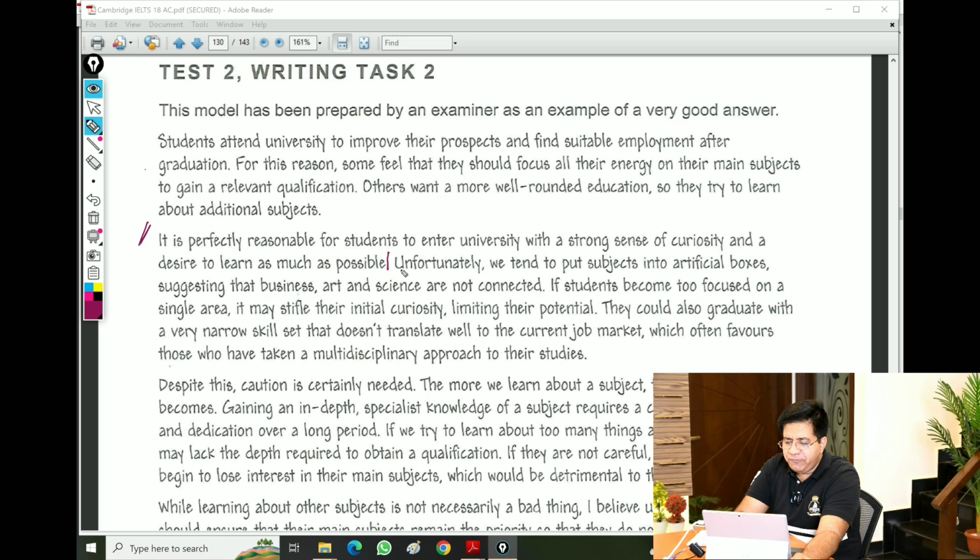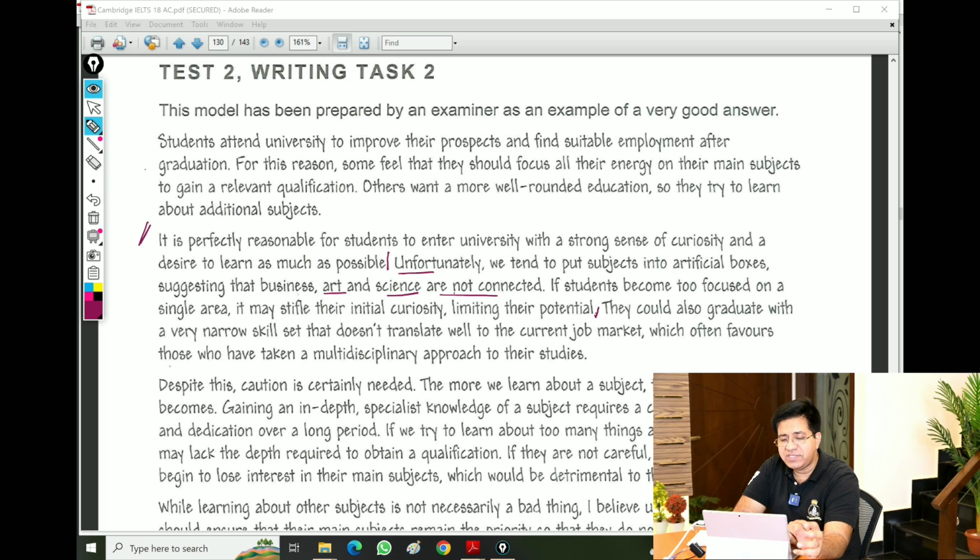Now, unfortunately, we tend to put subjects into artificial boxes, suggesting that business, art and science are not connected. So what do we do? We put the subjects in artificial boxes and we think art and science and business are not connected. If students become too focused on a single area, comma, it may stifle, now this is a good word, it may stifle their initial curiosity, limiting their potential.